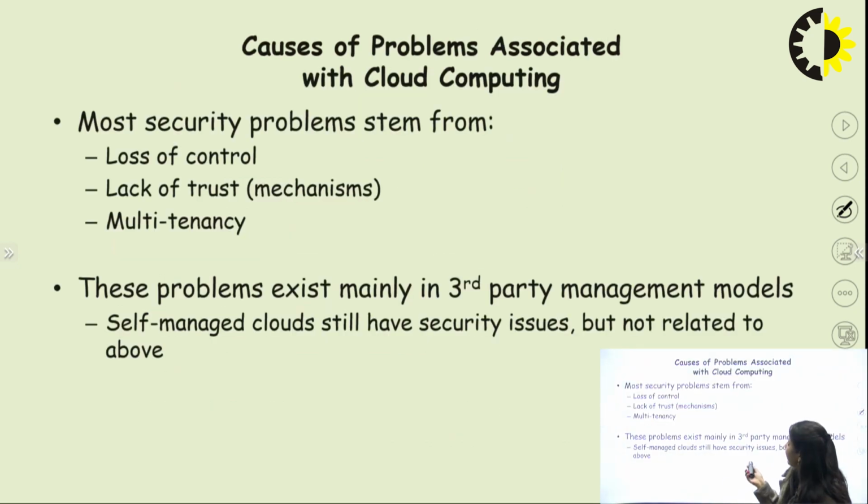So these problems are caused by issues associated with cloud computing. Most are security problems. In security there are three problems: loss of control, lack of trust and multi-tenancy. We have to mitigate these, and these problems exist mainly in third party management. In self-managed, we can say a private cloud is much more secure than a public cloud. So the third party management model faces these kinds of issues. A self-managed cloud still has security issues, but not related to the above.